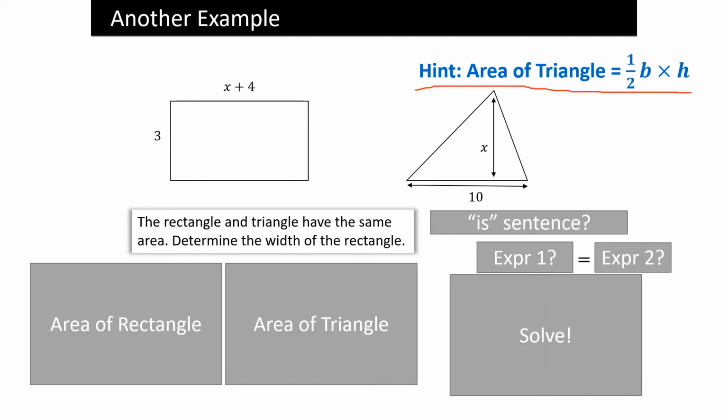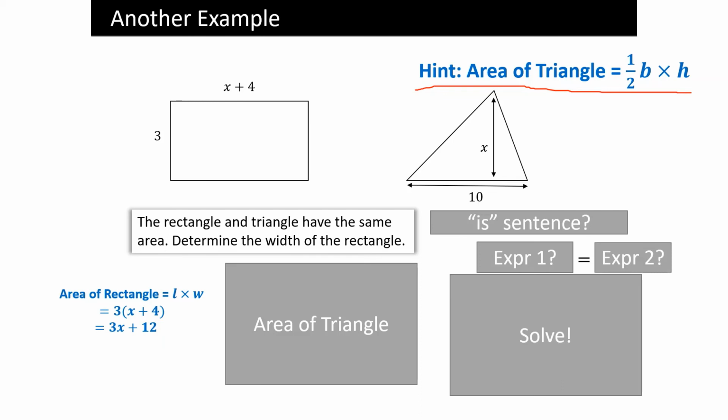Now, when we look at it, we know that the area for a triangle is half base times height, and we know the area for a rectangle is length times width. So based on that, we can find the area of the rectangle. So we know it is 3 times x plus 4, and all we need to do is apply our distributive law. So 3 times x is 3x, and 3 times 4 is 12. So the area of the rectangle is 3x plus 12. Excellent.